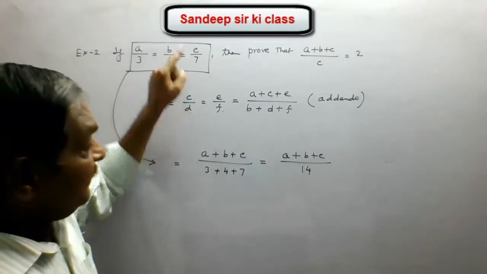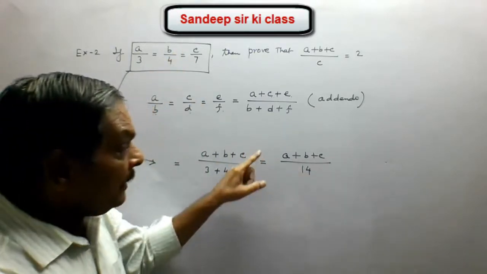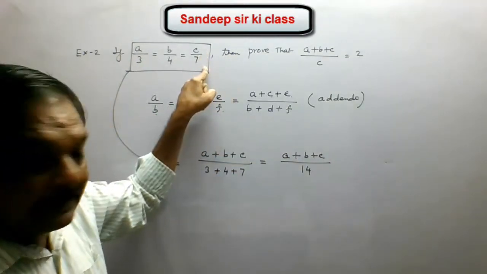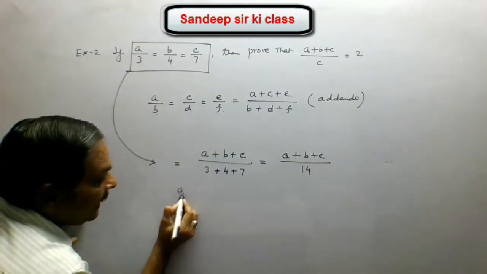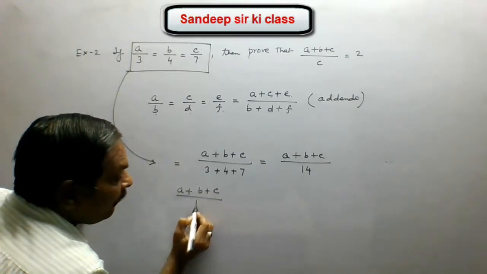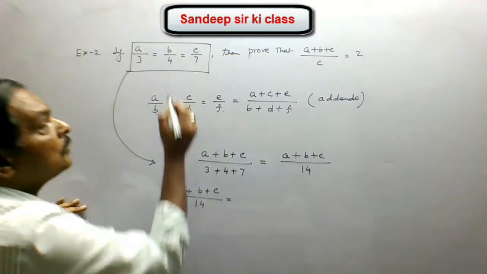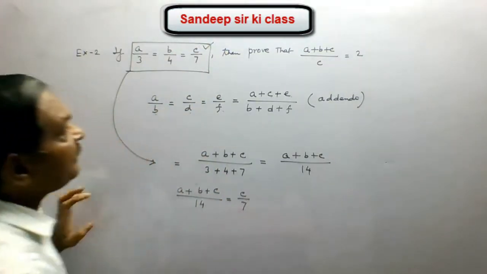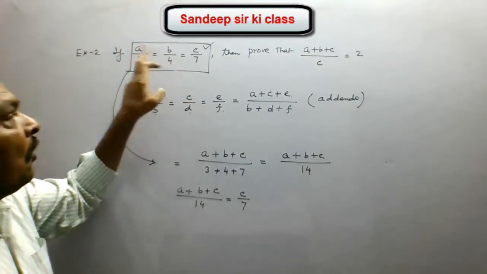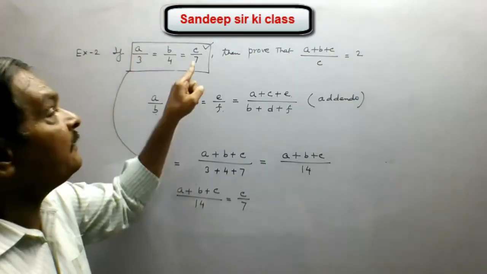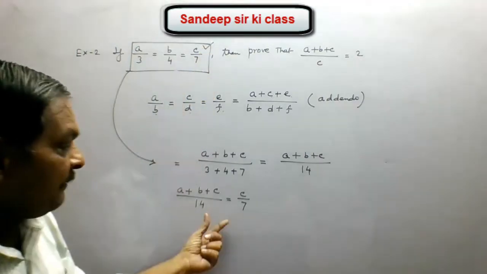Now, if each will be equal, means this will also be equal to C upon 7. So, A plus B plus C upon 14 will also be equal to C upon 7. Of course, it will be equal to B upon 4. Of course, it will be equal to A upon 3. But it will also be equal to C upon 7.